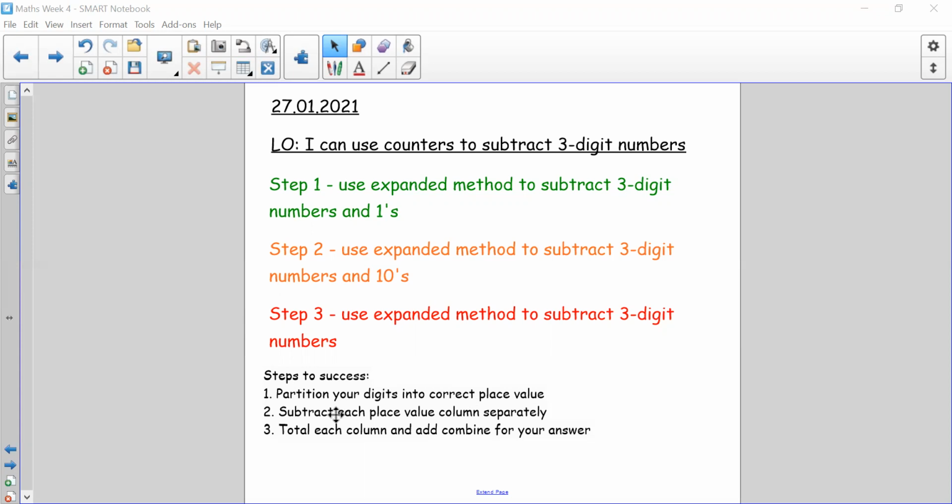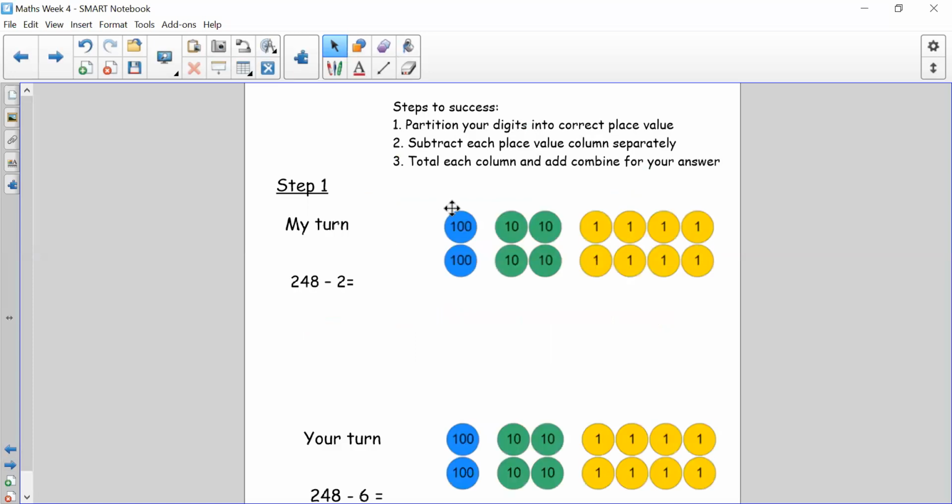For our second step, we will then subtract each place value column separately. So when we do step 1, we are only going to be subtracting our ones. When we do step 2, we're going to be subtracting multiples of 10. So we're not going to do anything to our hundreds or our ones column. And then when we get to step 3, there might be a combination of 3-digit or 2-digit numbers we need to subtract. So let's get started.